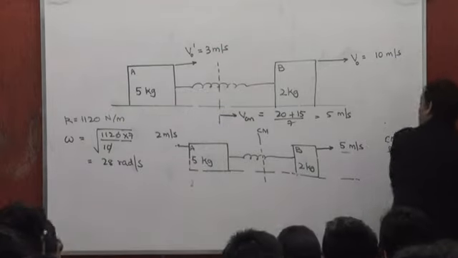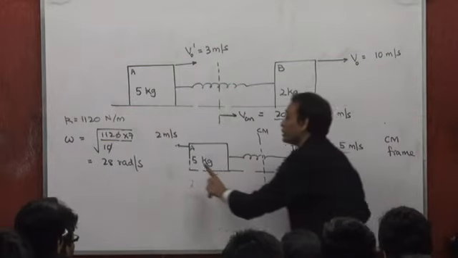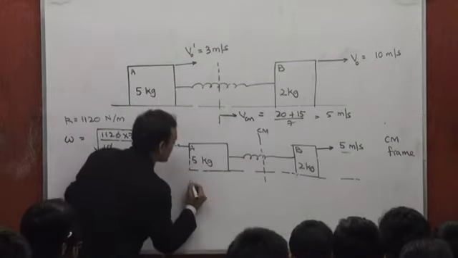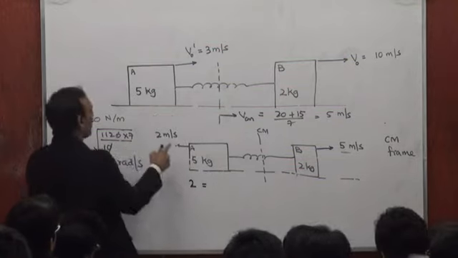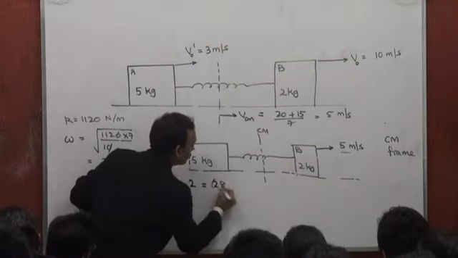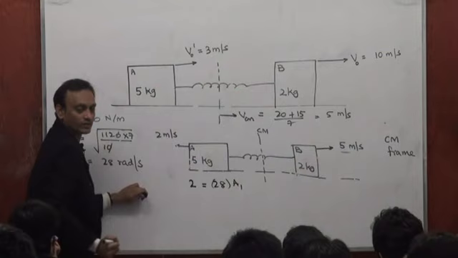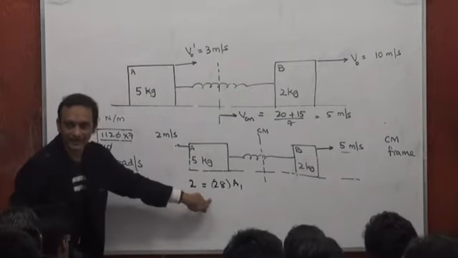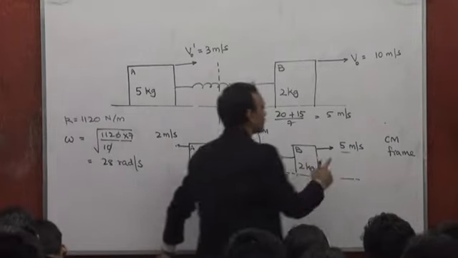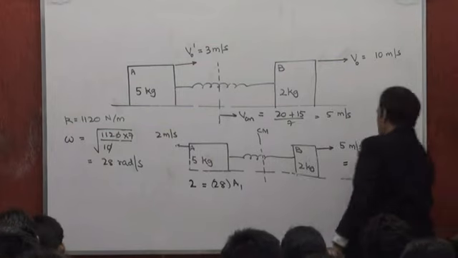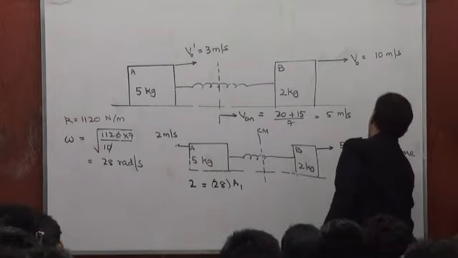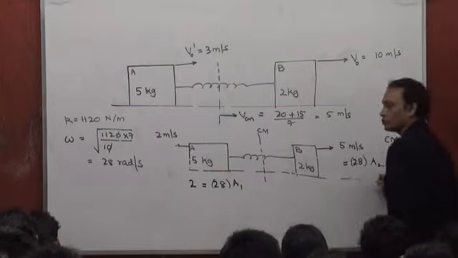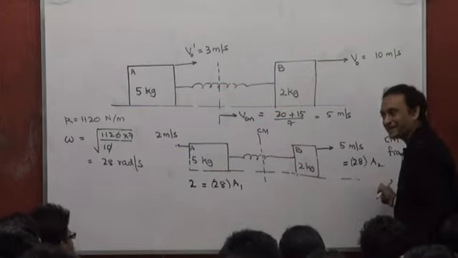The velocity, these are the mean positions of the two masses, right? So the velocity of the mean position, 2 meters per second, must be omega, which is 28, into amplitude A1. So A1 would be 2 by 28. And this 5 meters per second must be omega, which is 28, into A2. So A2 would be 5 by 28, right?